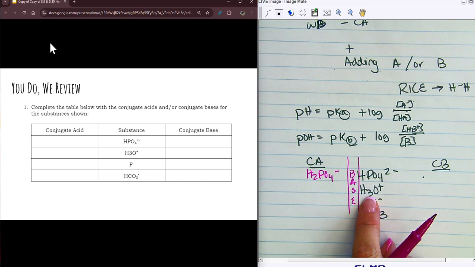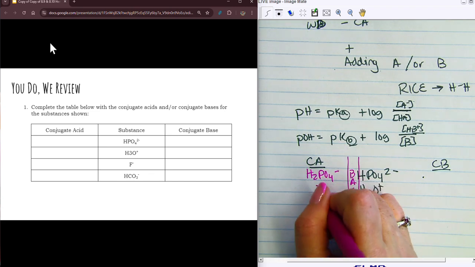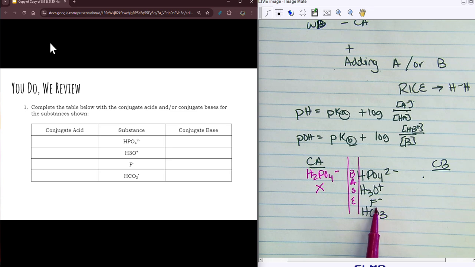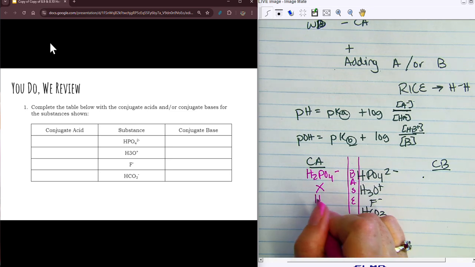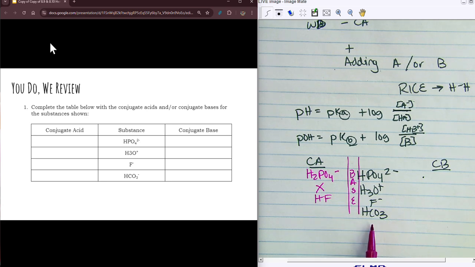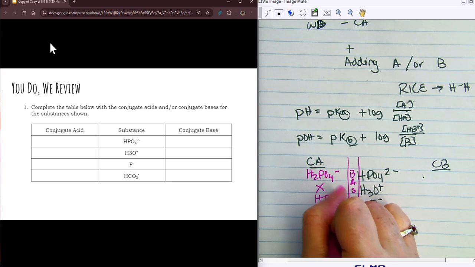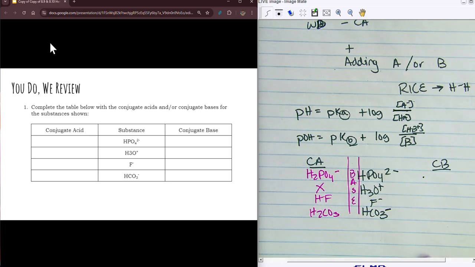H3O plus is not going to accept a proton. Not going to have a conjugate acid. F minus definitely will accept a proton. And then HCO3, it can, that should be a minus 1. Yes, I see it on this PowerPoint now. I didn't write it down. That's a bicarbonate. We'll make carbonic acid. So that's the conjugate acids for those particular substances.